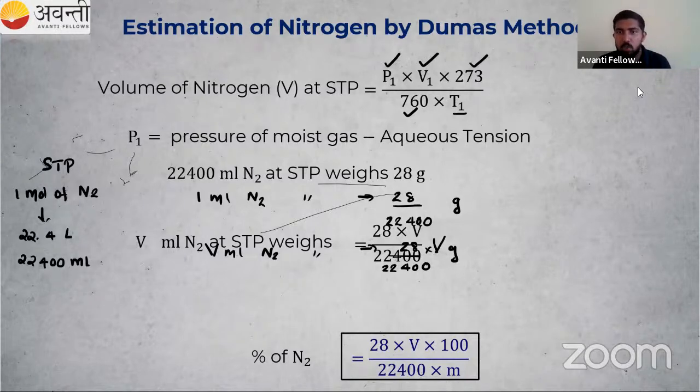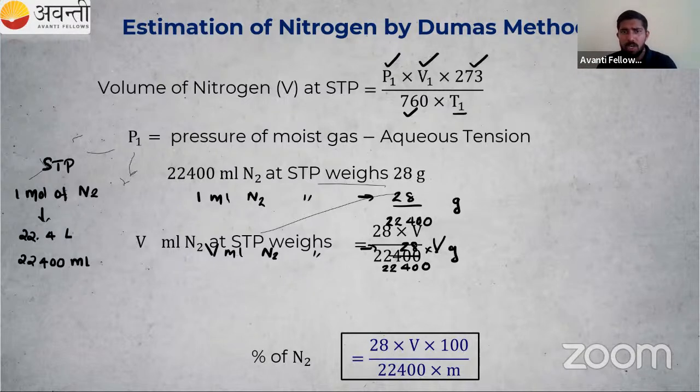Karimnagar students, this one you have to read once more, then only it will be clear. There are some questions also based on this Dumas method. They will give volume or they will give mass, and you have to substitute the values. I hope this Dumas method is clear to you.